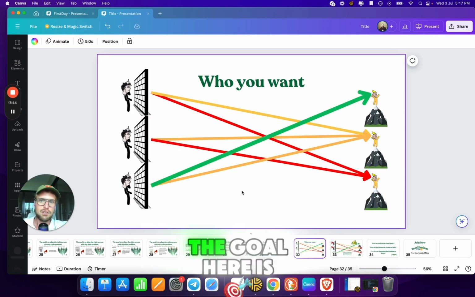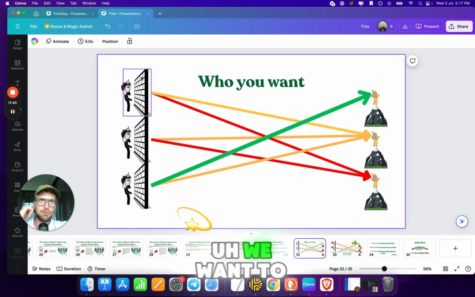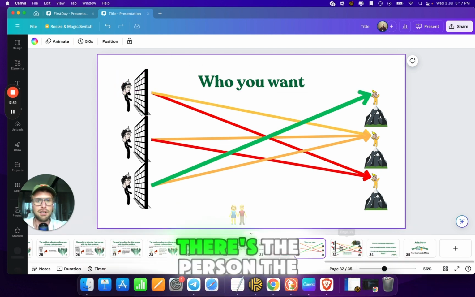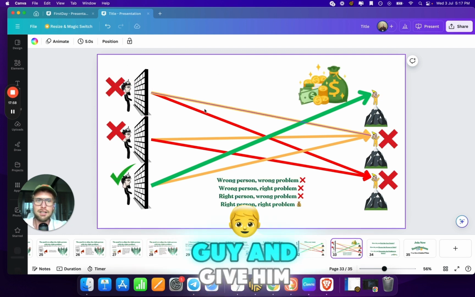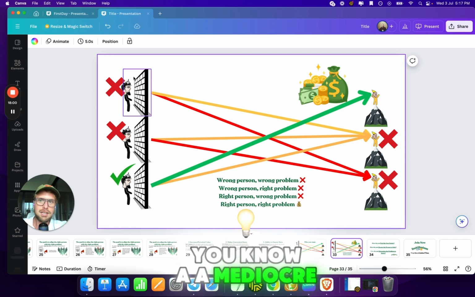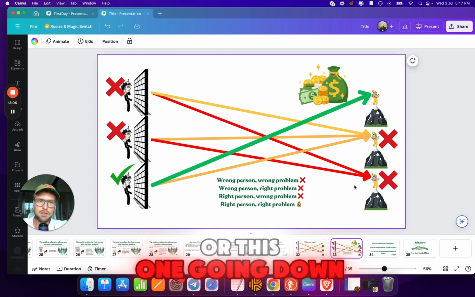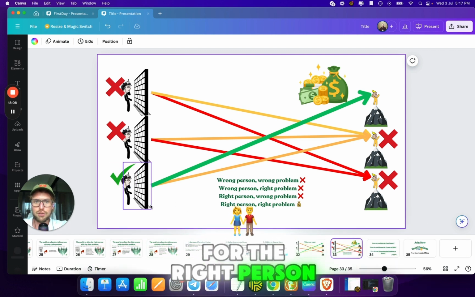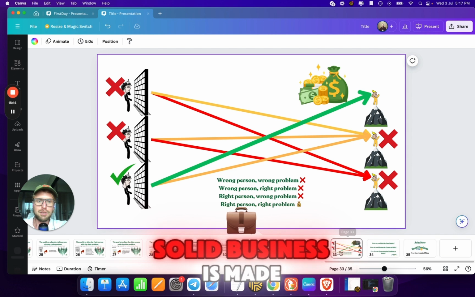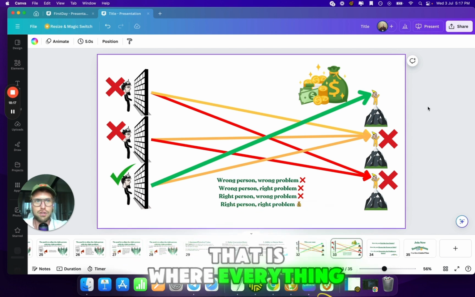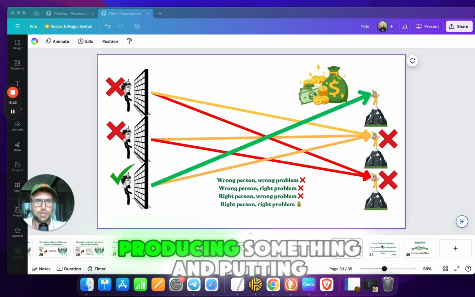So once again, the goal here is that we want to get the correct formula, right? There's the person, the product, and the path. We don't want to be finding this guy and solving a mediocre problem for him, or this one going down. We're looking for the right person with the right problem, and when we do that, that is where a solid business is made. That is the foundation for everything beyond producing something and putting it into the world.